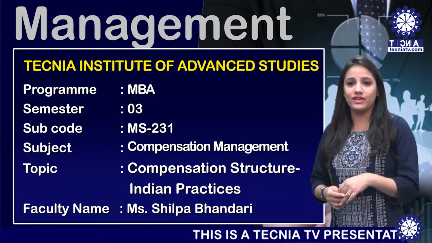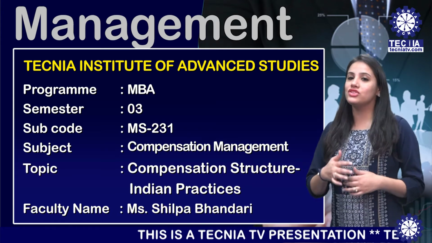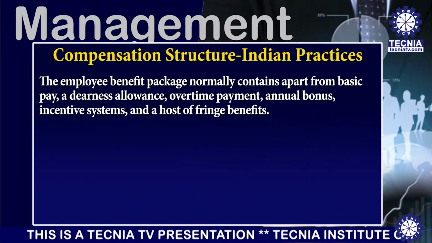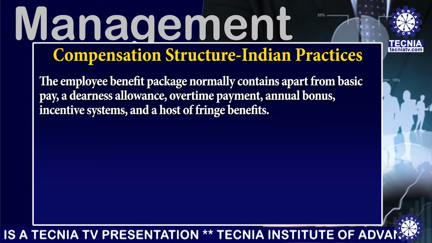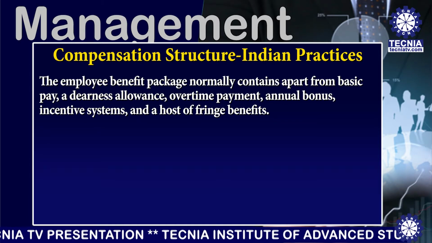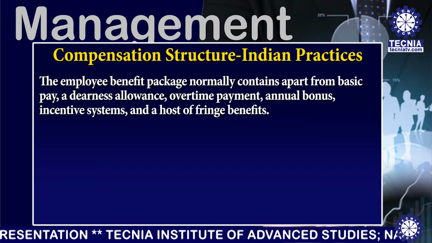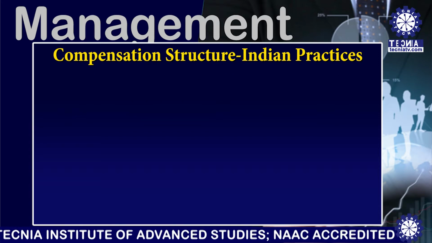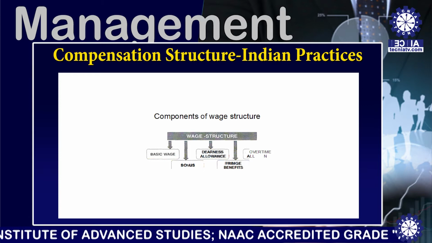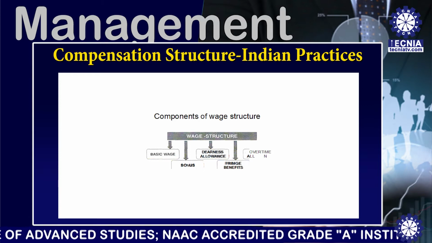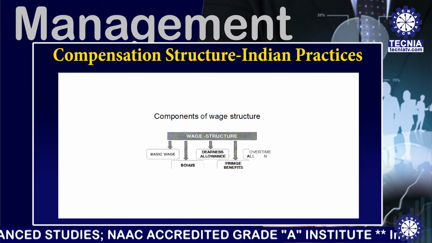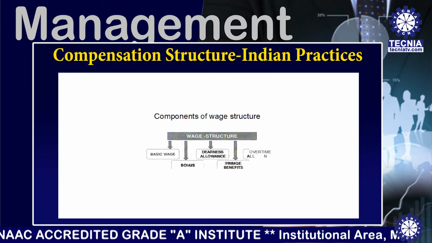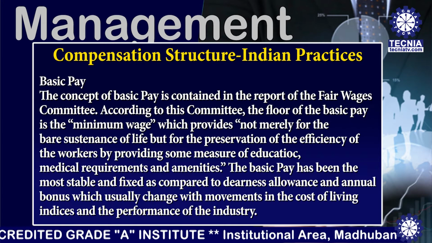Today, I am going to deliver a lecture on the topic Compensation Structure, the Indian Practices. Let's start with it. In compensation structure, the employee benefit package normally contains, apart from basic pay, DNS allowance, overtime pay, annual bonus, incentive system, and a host of fringe benefits. As you can see here, how this wage structure looks like. The components of wage structure are basic wage, DNS allowances, overtime allowances, bonuses, and fringe benefits. Let's talk about the basic pay first.